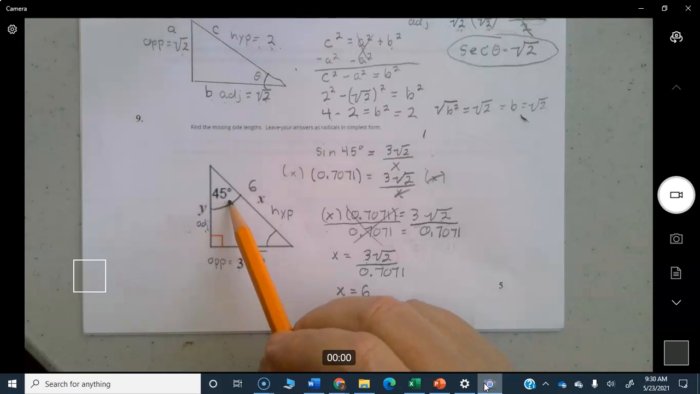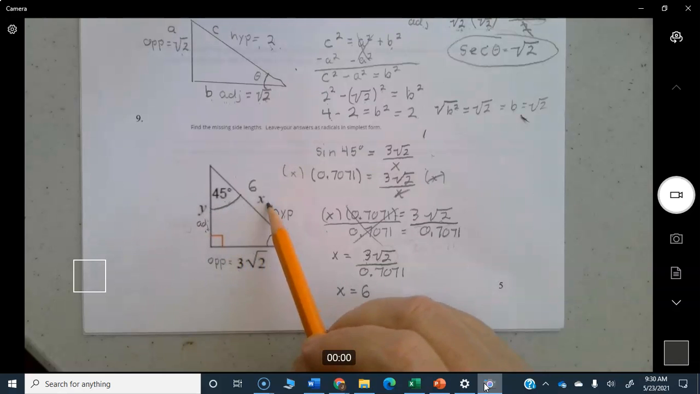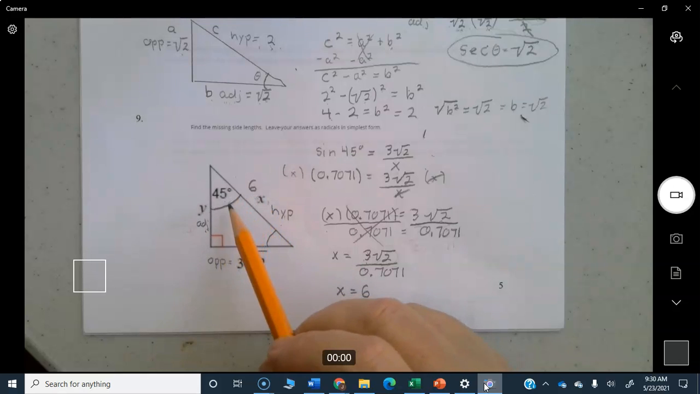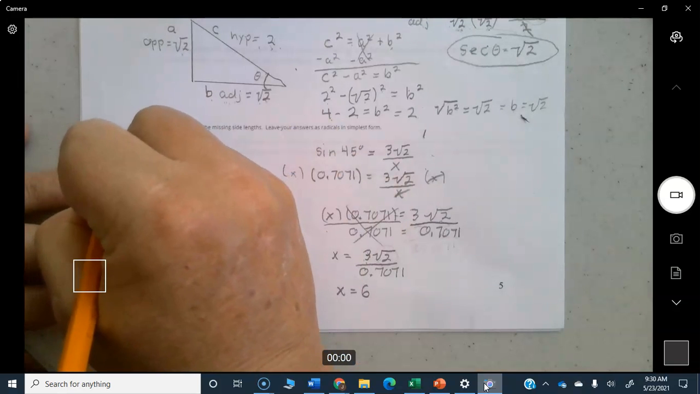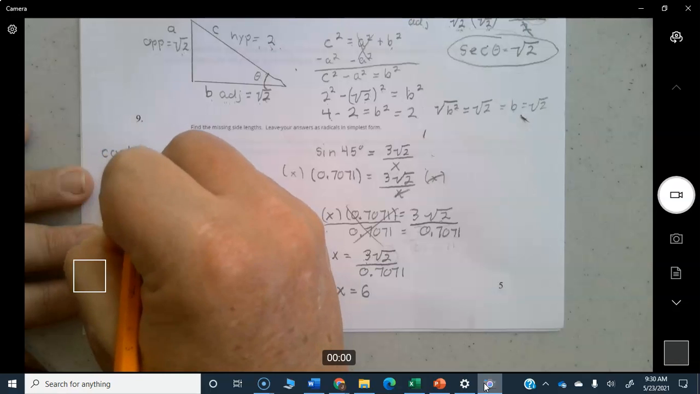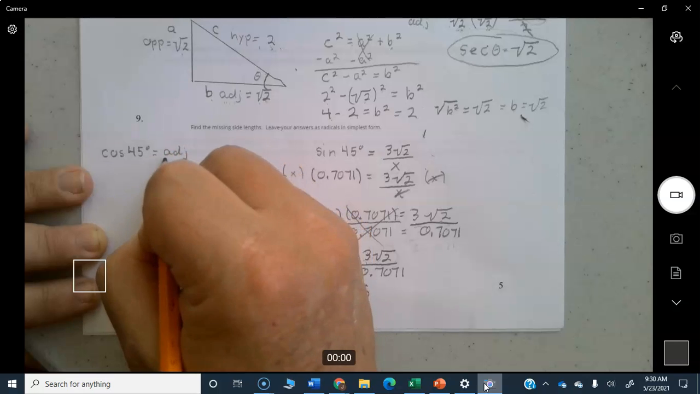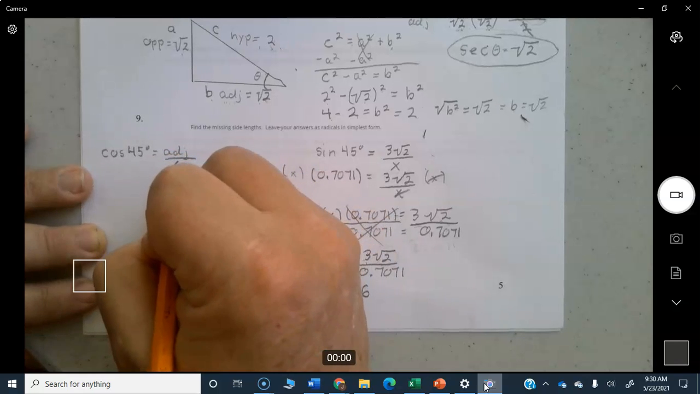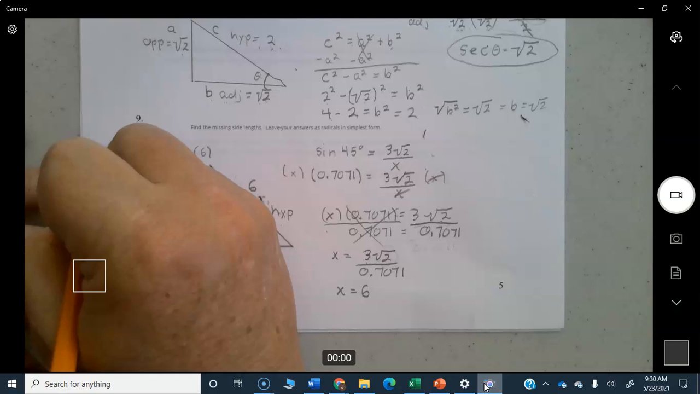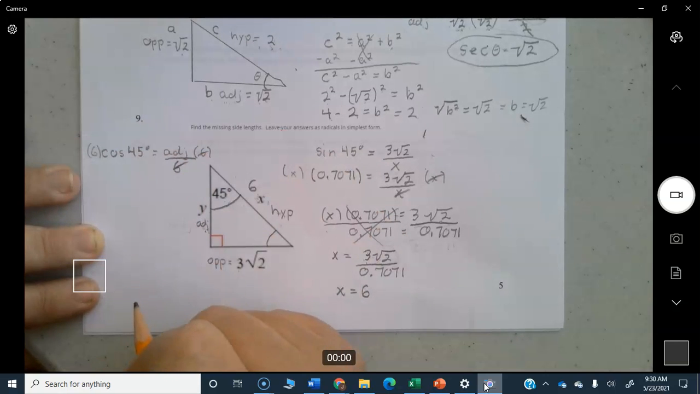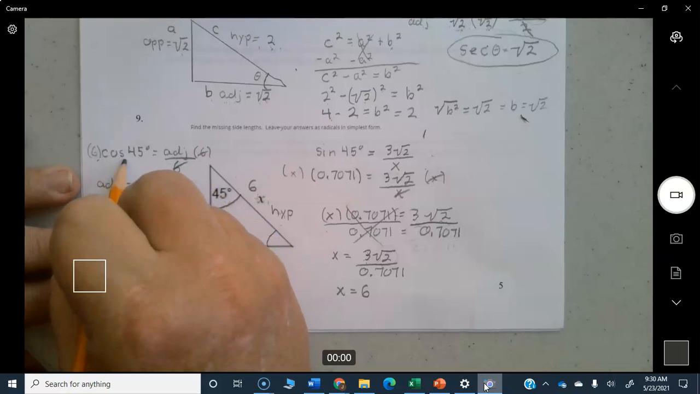So the adjacent of 45 degrees over the hypotenuse, which is 6, is going to be the cosine of 45. So I'm using adjacent hypotenuse. So the cosine of 45 equals adjacent, that's what we're trying to find, over hypotenuse, which is 6. Okay. So now we can multiply both sides by 6. Cancel, cancel. And you have adjacent equals 6 times cosine of 45.